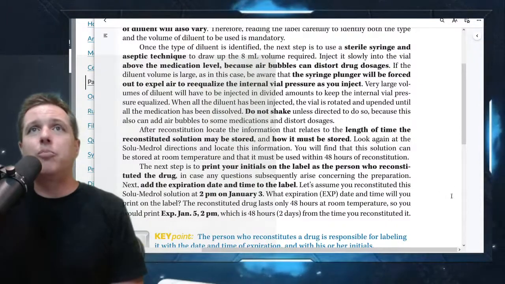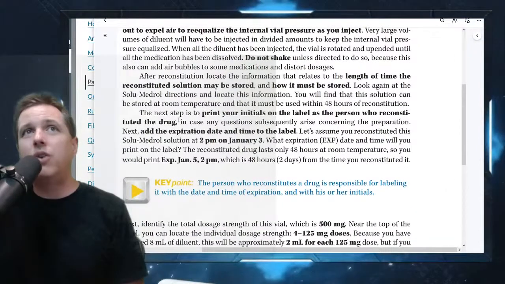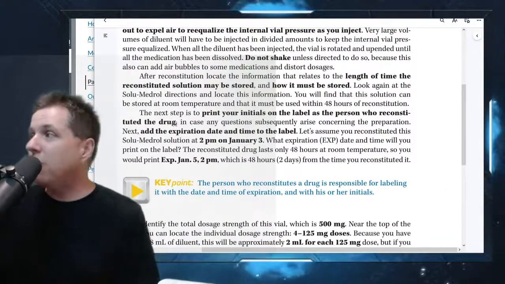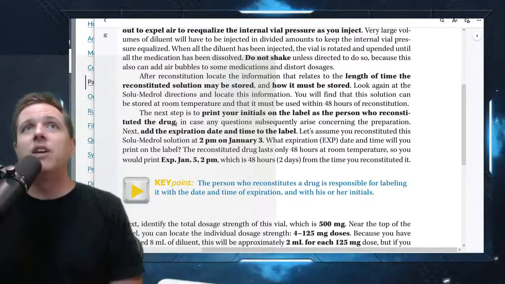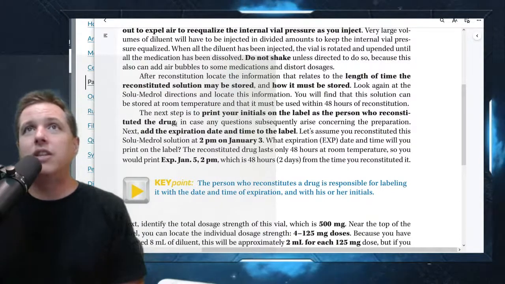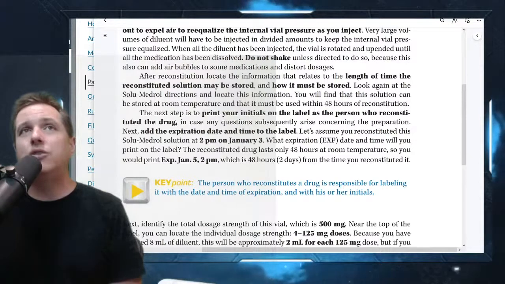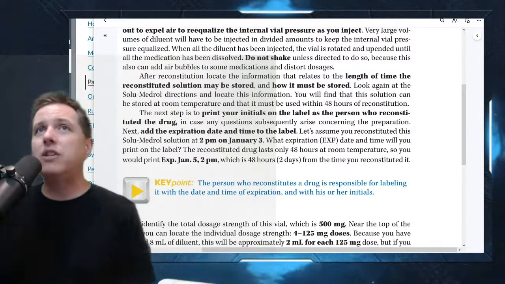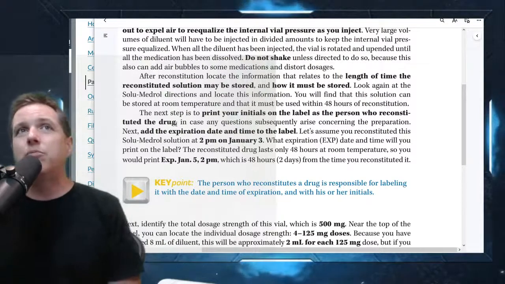The next step is to print. So this comes up. This is a question they ask a lot, right? So in the homework, you'll be answering this question a lot. The next step is to print your initials on the label as the person who reconstituted the drug in case any questions subsequently arise concerning the preparation.